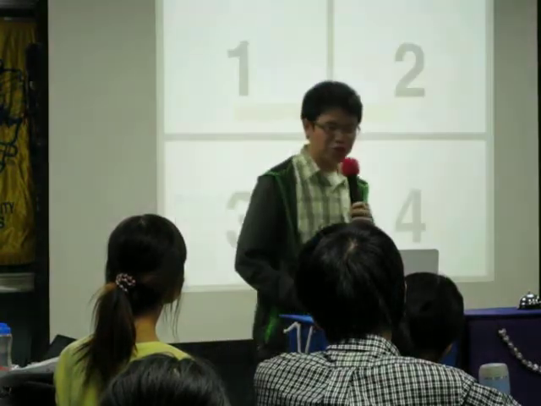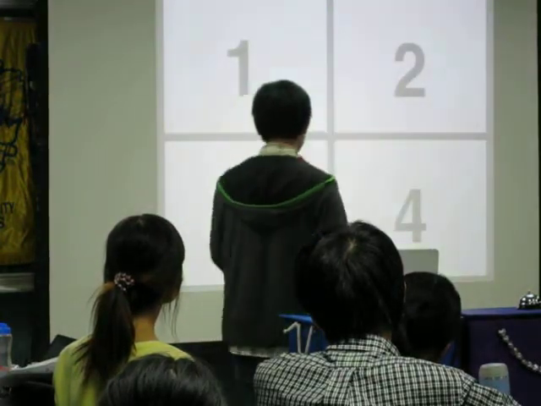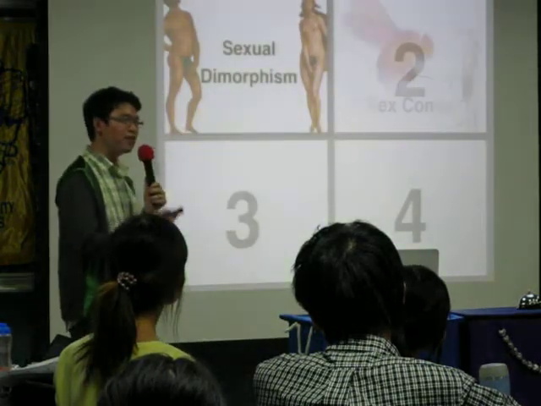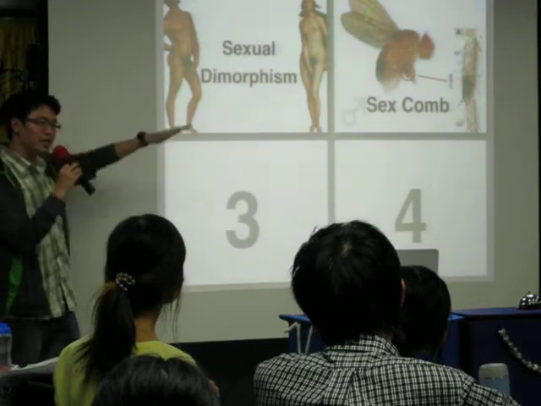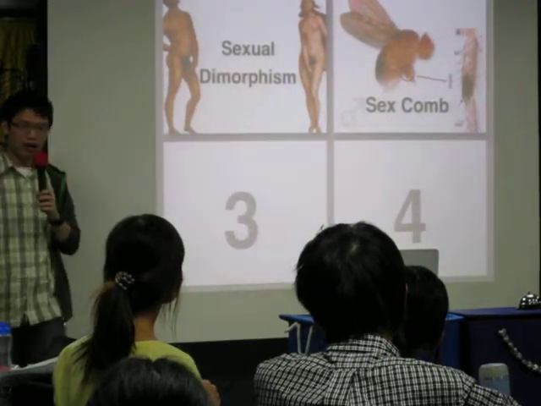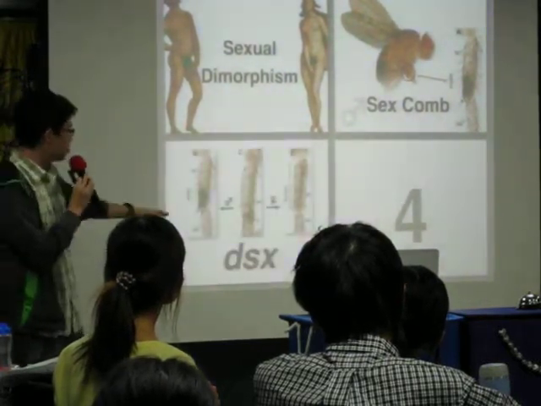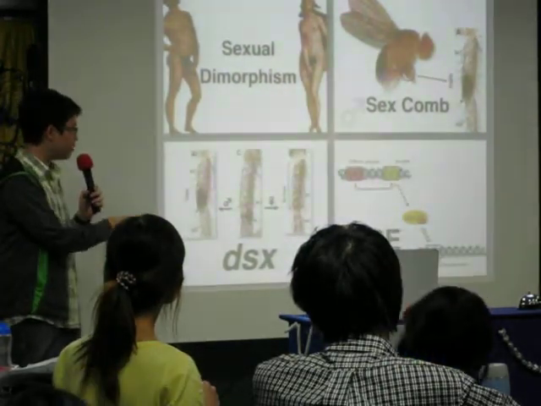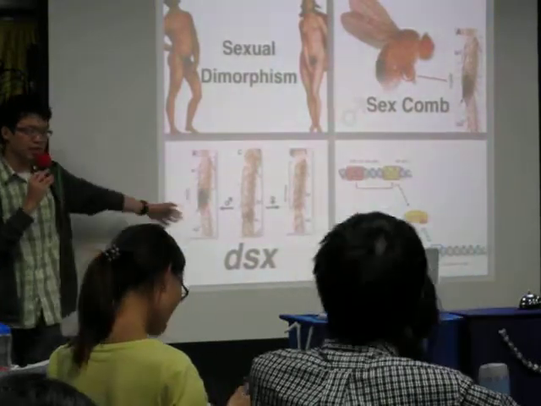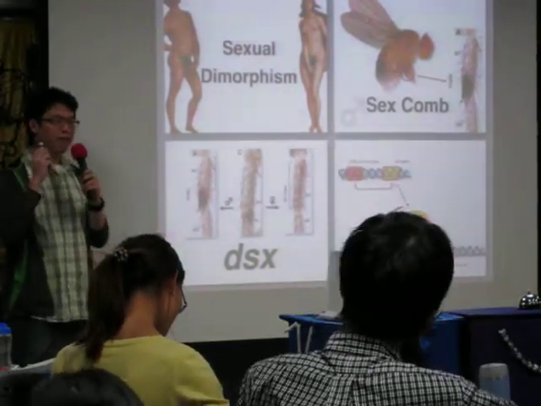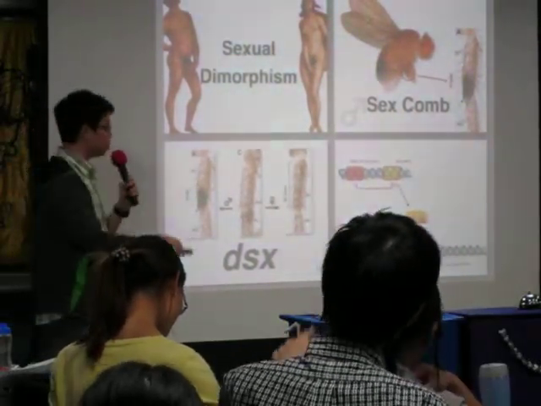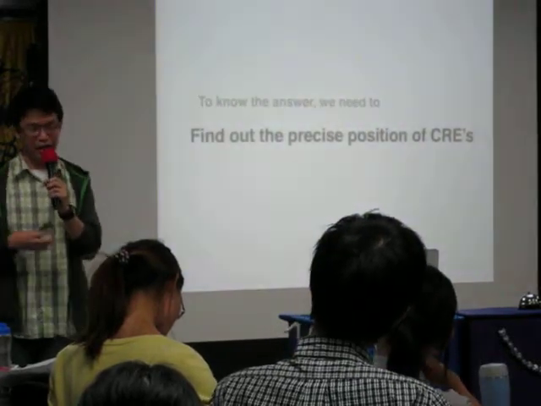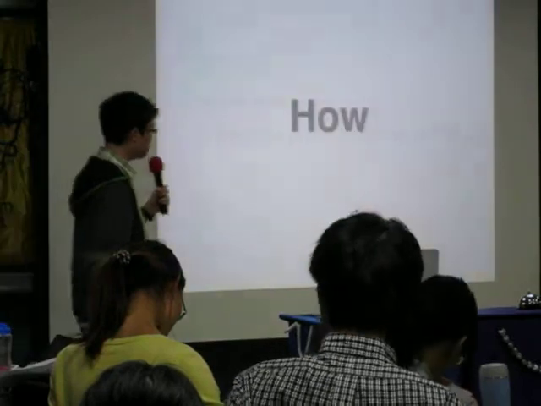So let me give you a short summary of my speech here. What we are interested in is sexual dimorphism, and we know that the sex comb is a good example of sexual dimorphism. We also know that doublesex has a lot to do with the sex comb, and the cis-regulatory elements are a key for us to control the doublesex gene. So the final question narrowed down to: we need to find the precise position of the cis-regulatory elements. How do we do that?